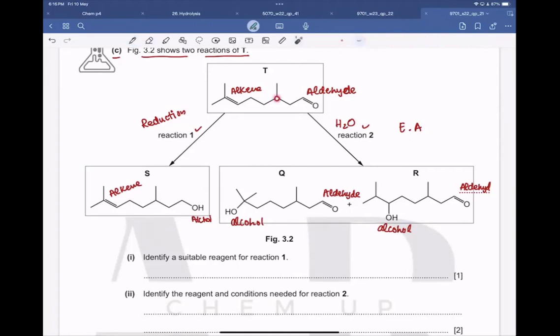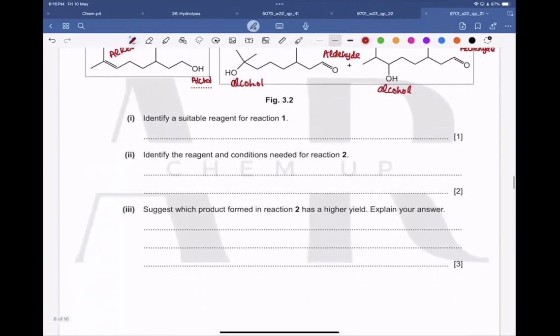Yes, Umar, see, it's a chiral carbon. There is one CH3. This is the second group. This is the third group. And over here, there is a hydrogen. Okay. So reaction two is an electrophilic addition.